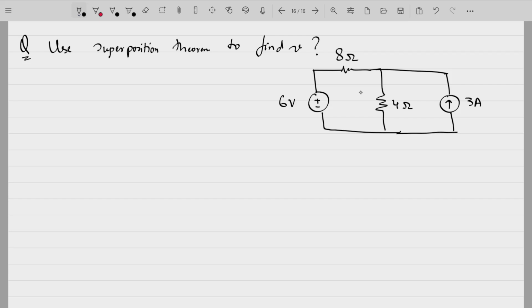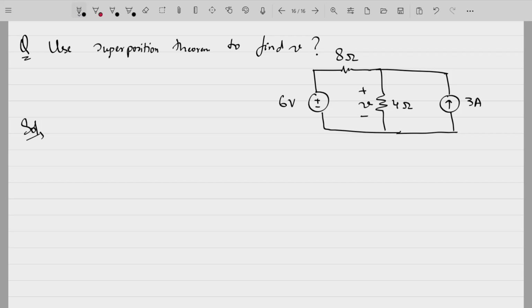So V is the voltage across this 4 ohm resistance. You can make use of nodal analysis, you can make use of mesh analysis. You can do it with either, but here specifically the question has asked us to solve this using superposition theorem. So what do we do in superposition theorem?